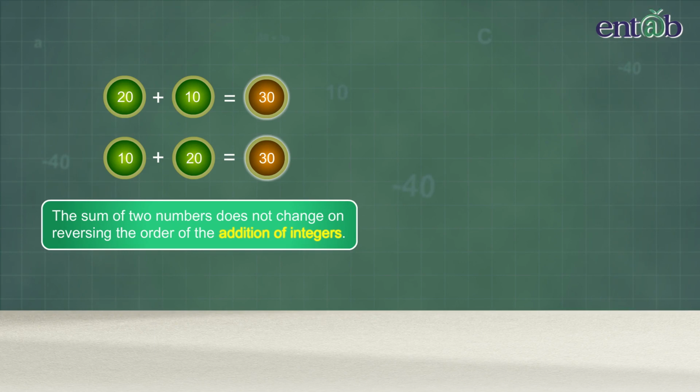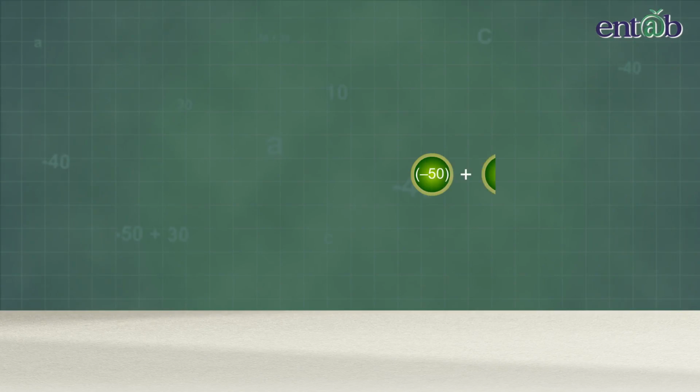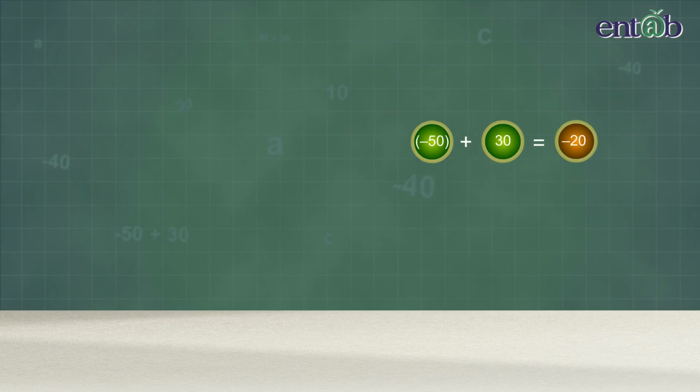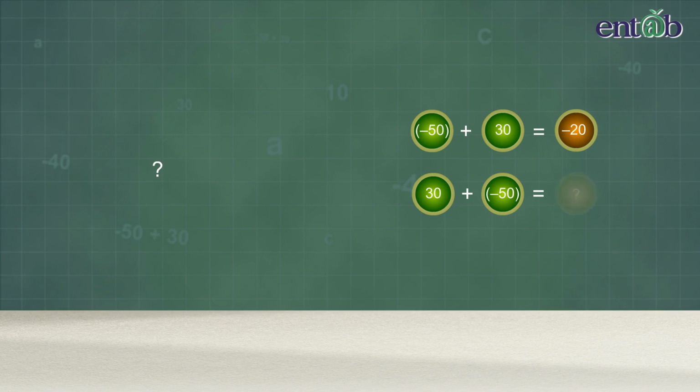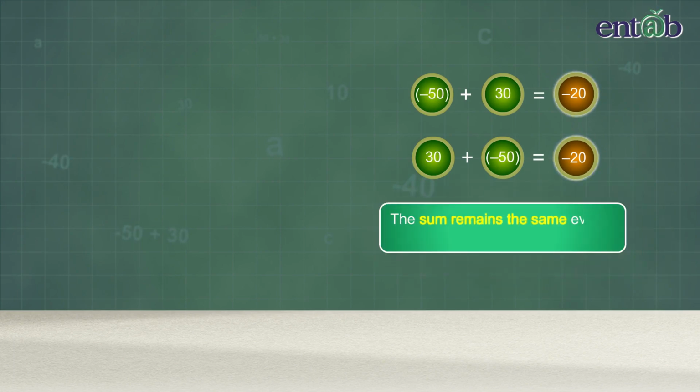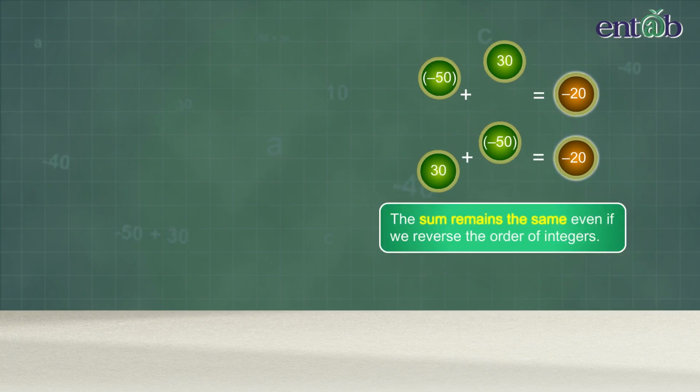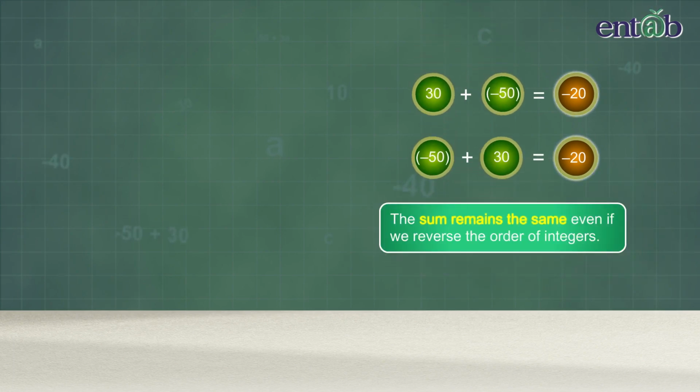Let us check with another example. Consider negative 50 and 30. What is negative 50 plus 30? You already know that the sum is minus 20. Now let's reverse the order and check the sum. What is 30 plus minus 50? Well, the sum is minus 20. So, the sum remains the same even if we reverse the order of integers.